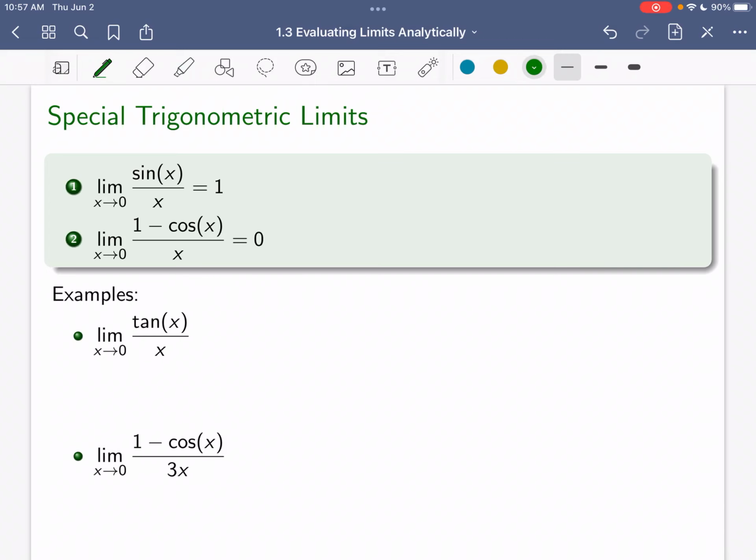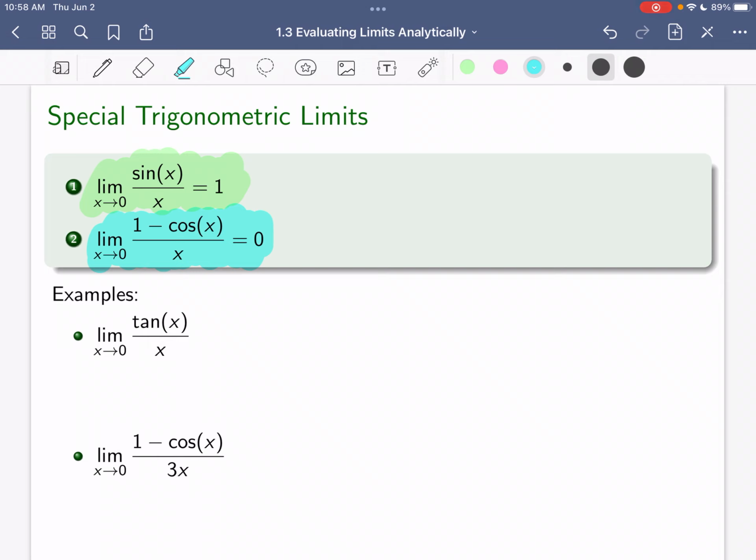In this video, we are going to look at two special trig limits, and we're going to do a handful of examples that use these two trig limits. The two limits are the limit of sine of x over x as x approaches 0, which is equal to 1, and the limit as x approaches 0 of 1 minus cosine x over x, which is equal to 0. Those are two special trig limits.